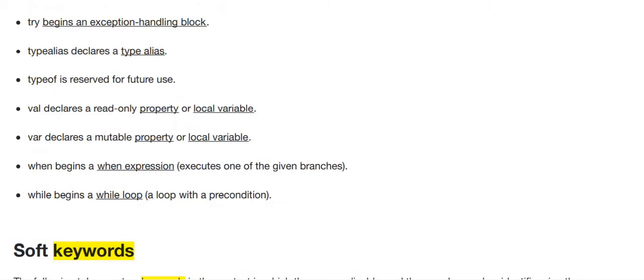So try begins exception handling. We have typealias, type of val. Val declares a local variable, a read-only property. Var declares a mutable property. When is for a when expression, and while for while loop.